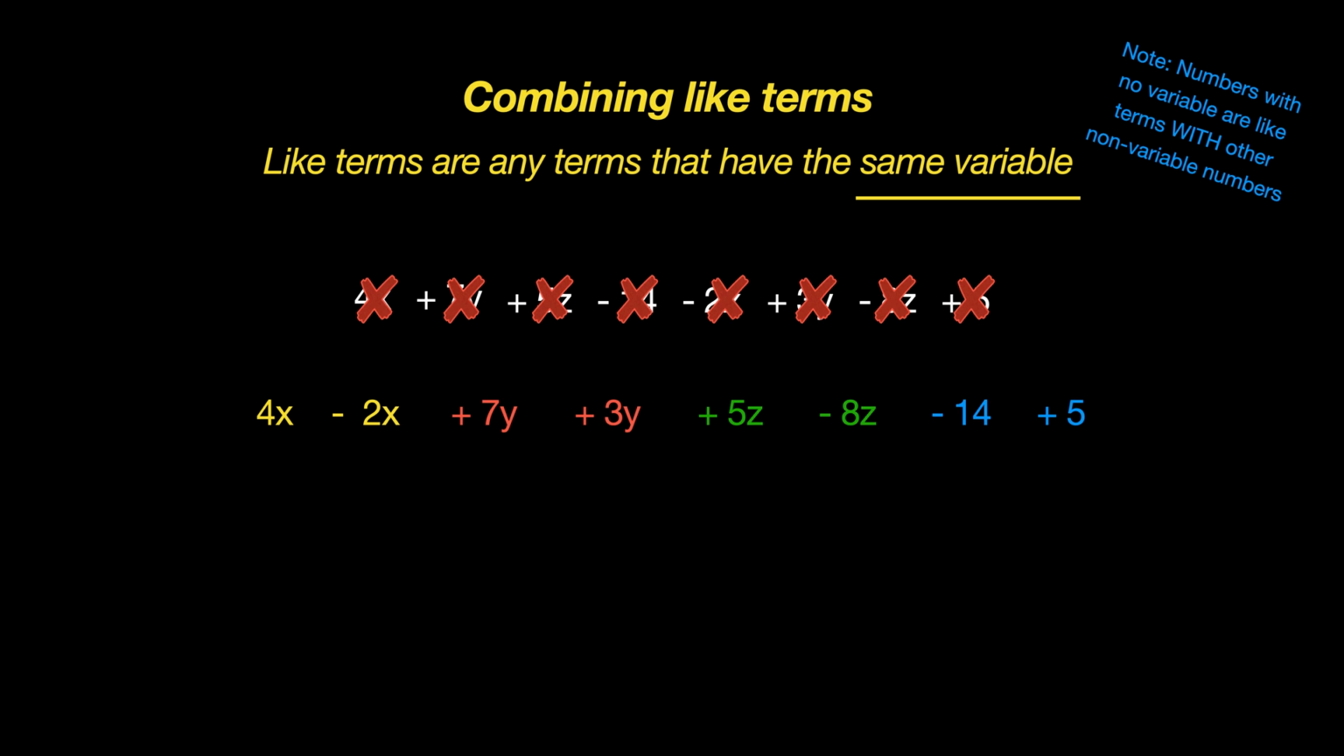So now that we have it set up like this, we're just going to go through and add all the terms. So let's start with x. So we got 4x minus 2x. That's just going to be 4 minus 2, which is 2x. Positive 7y plus a 3y. That's a positive 10y. Positive 5z minus 8z. That's going to be a negative 3z. And then negative 14 plus 5 is going to be a negative 9. So now we have all the terms set up and they're simplified. So that's what the simplified equation looks like when you combine the like terms.